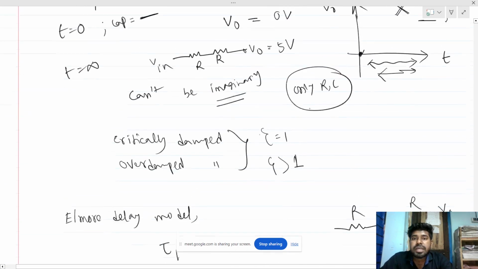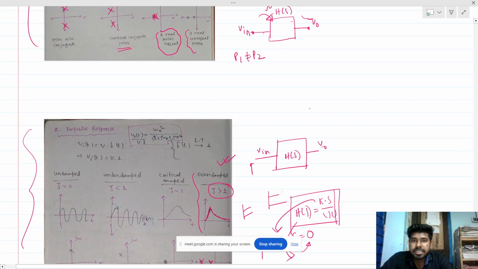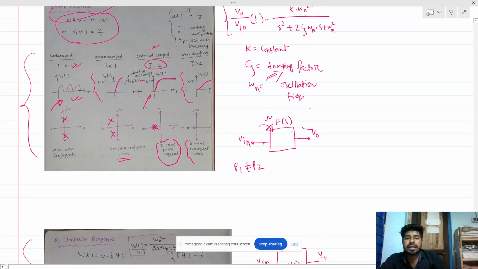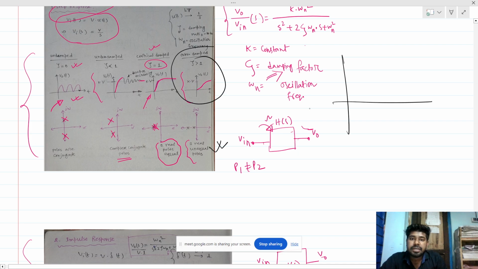So what we have said is that if the two poles are real and unequal, then it will be overdamped and the system will behave like that. So this will be like that. This will be the final VC2.